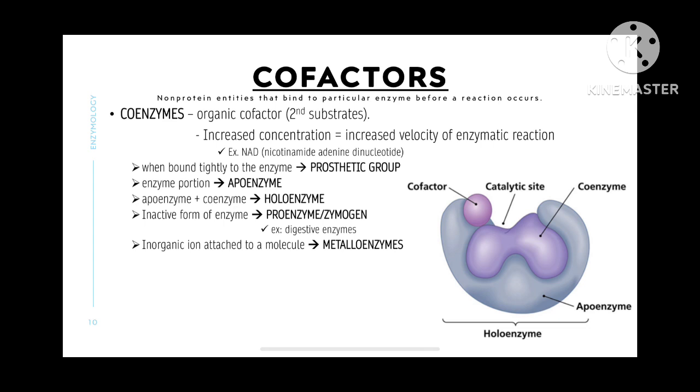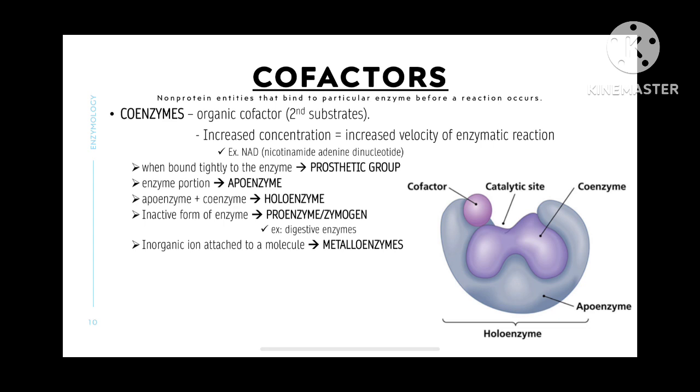So to go back, when the coenzyme is already bound to the enzyme itself, you call it prosthetic group. So since now it is already called a prosthetic group, the enzyme portion is called apoenzyme, and its respective coenzyme, when they form a complete and active system, you call it holoenzyme.